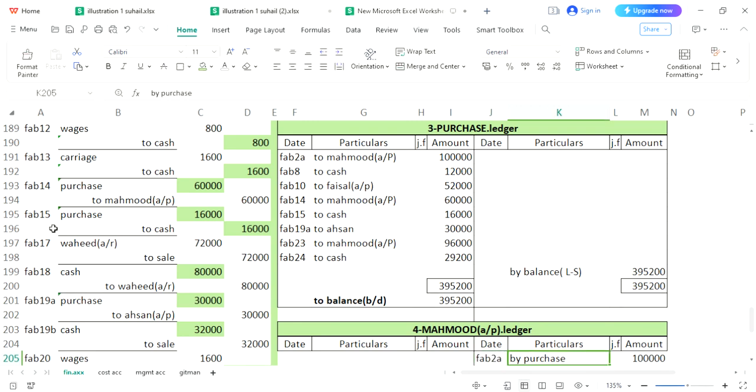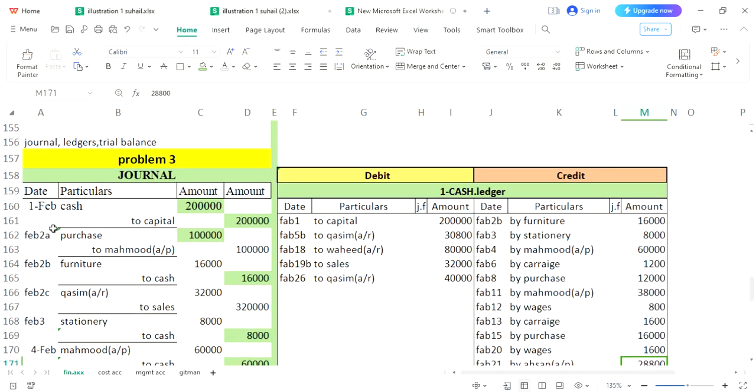Date is mentioned, reference is given, amount of 1 lakh has been posted. So it means this amount is a completed amount. We are marking it. Now see, we are making Mahmood's ledger. Where else is Mahmood present?